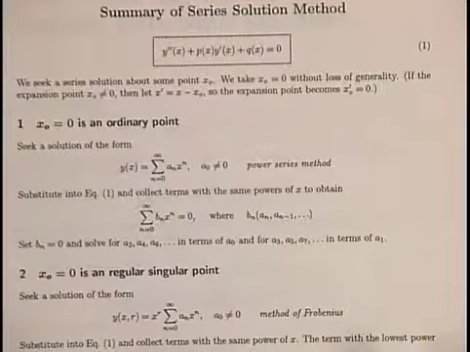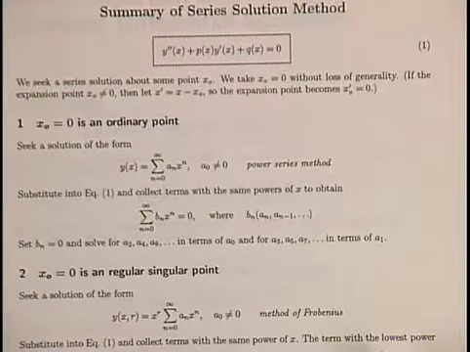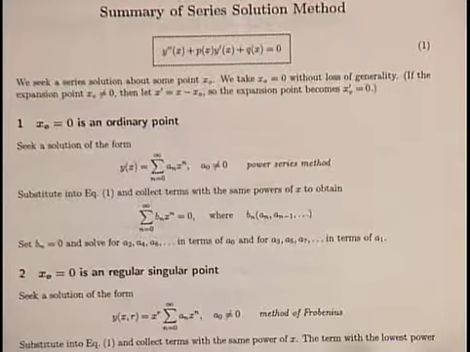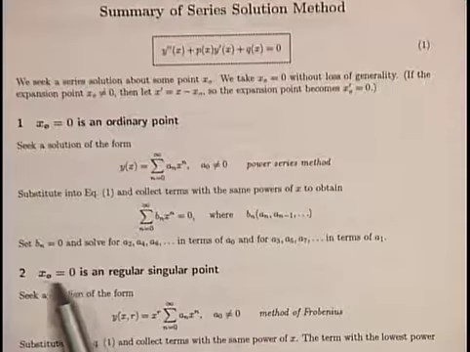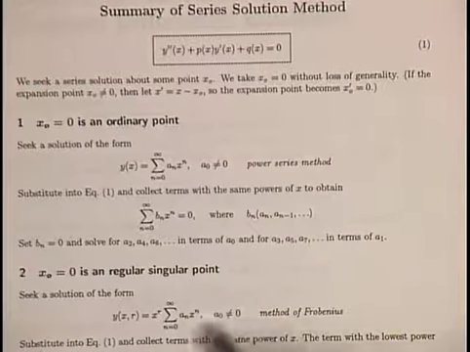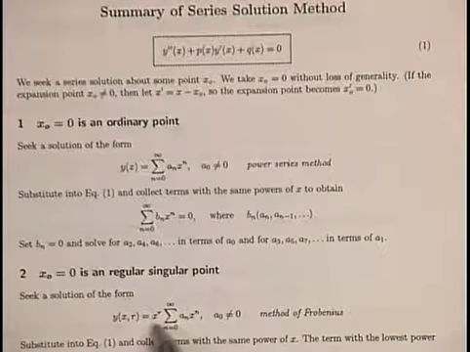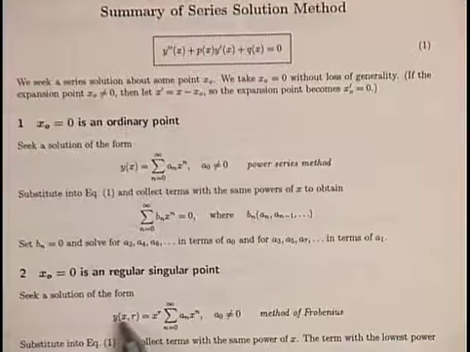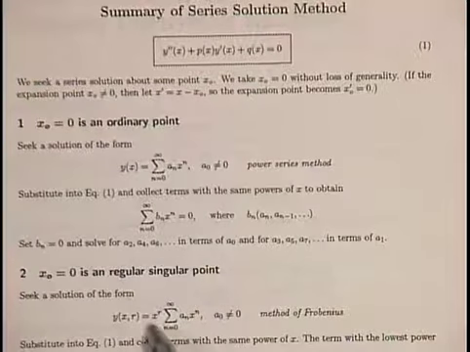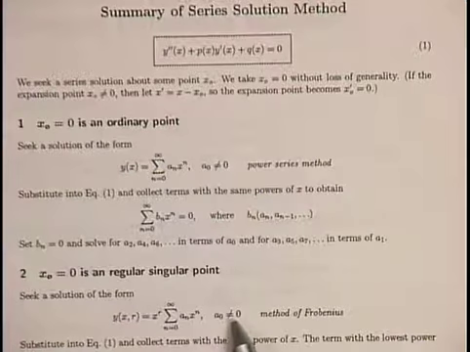When the point of interest is not ordinary, let's say x naught equal to 0, we have to figure out whether it is an essential singularity or a regular singularity. If x naught is a regular singularity, again we seek the same expansion for y of x, but now we introduce another term, which is x to the power of r. So y is now a function of x and also of r, and it is equal to x to the power of r multiplied by this summation. And we again assume that a naught is not equal to 0.